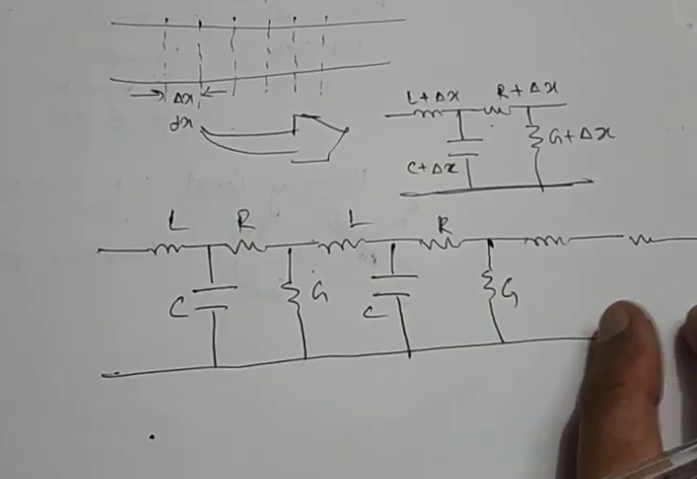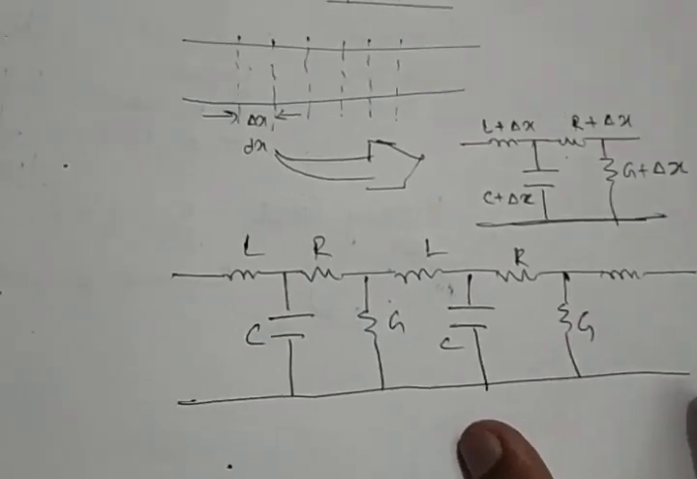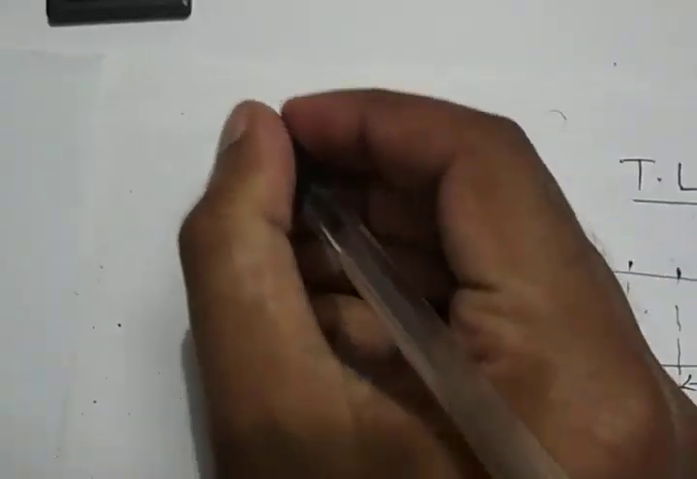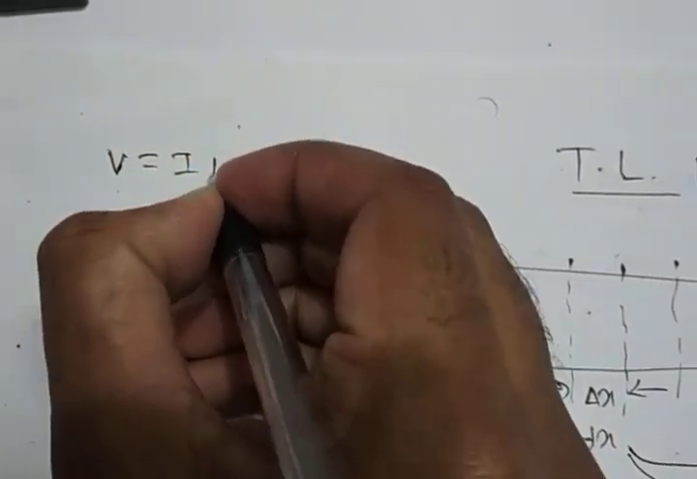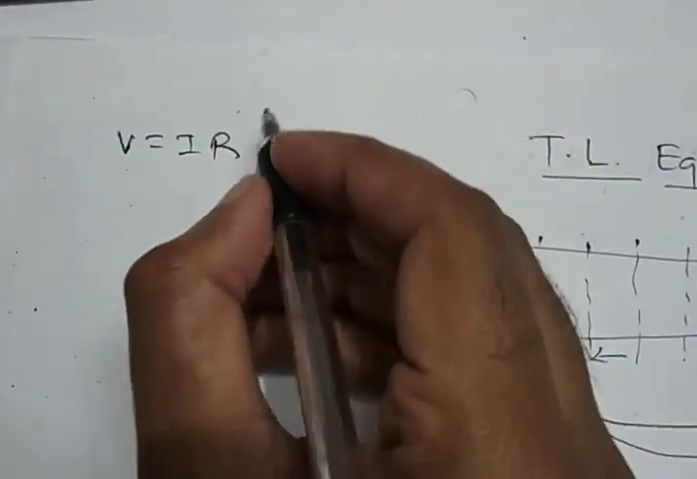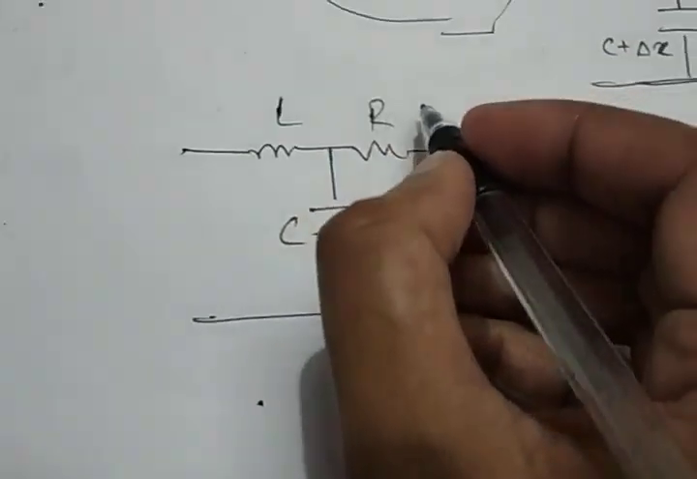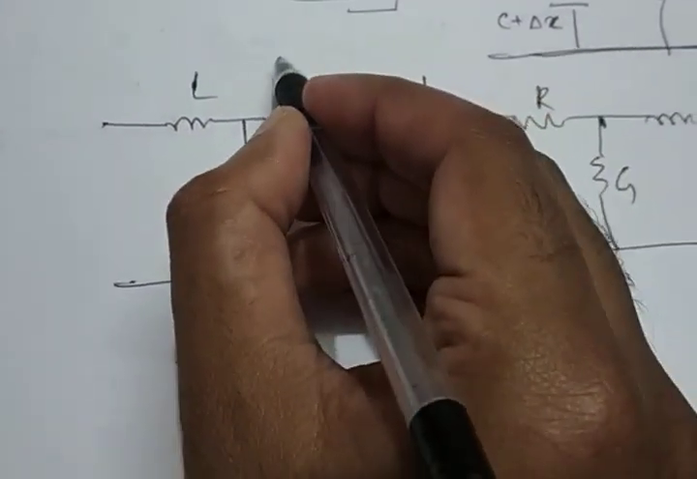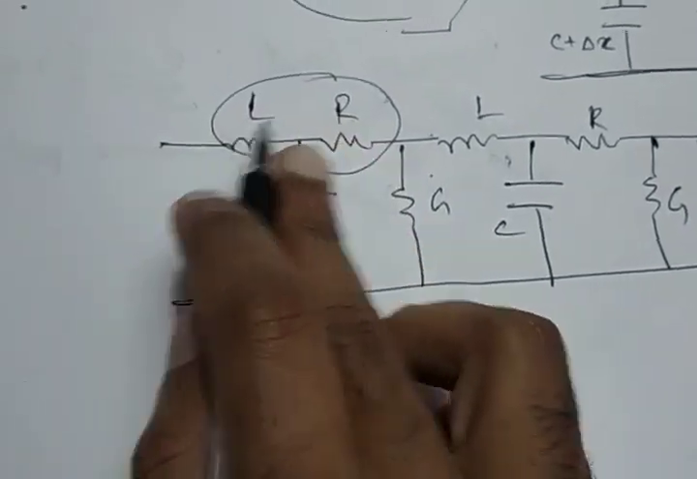For different distances, say per meter, we have to consider these. So what will be the expressions for this? First we know the simple Ohm's law, V is equal to I R. Here the resistance is because of these two terms, L and R in series. So what will we get here?